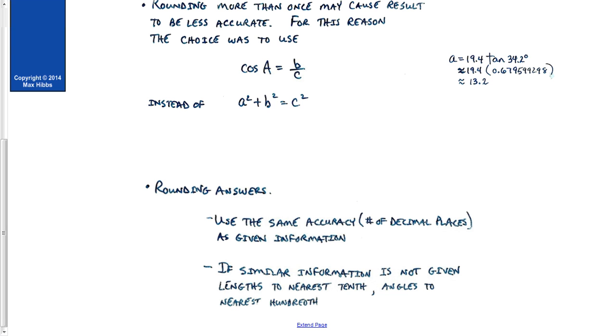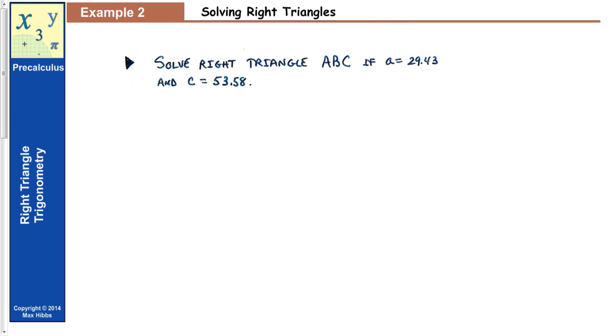Okay, so let's start from scratch and do a brand new problem. This problem says to solve the right triangle ABC, and that's referring to the angles A, B, and C. We understand C is the right angle. If side a is 29.43 units long and side c is 53.58 units long, that means we need to come up with angle A, angle B, and side b. Those are the three pieces of information we need.